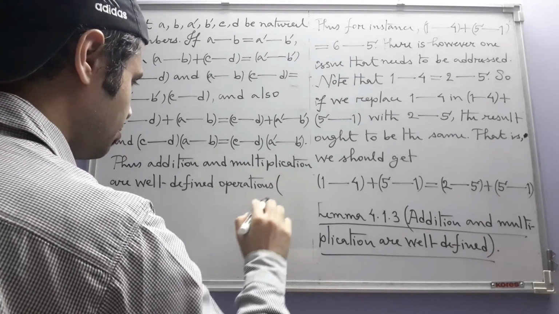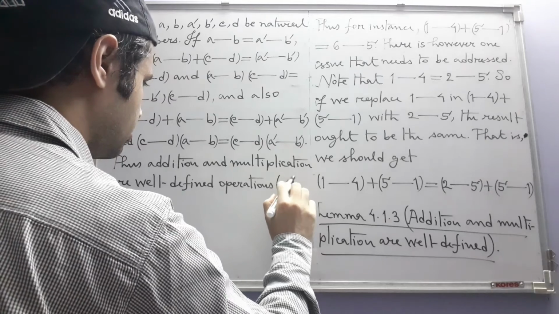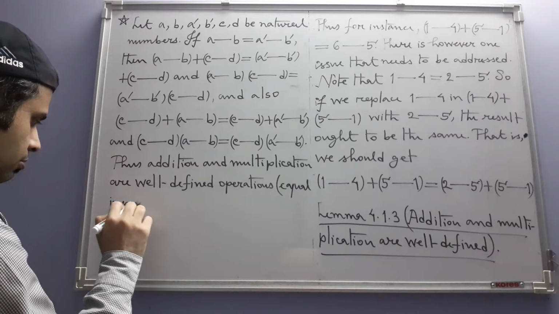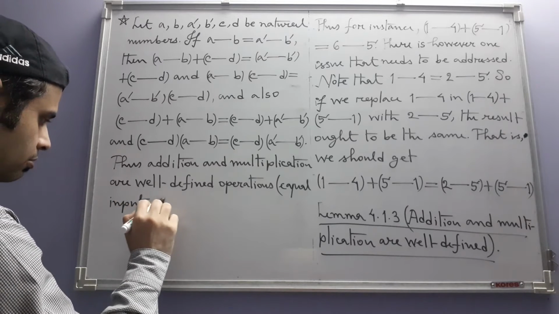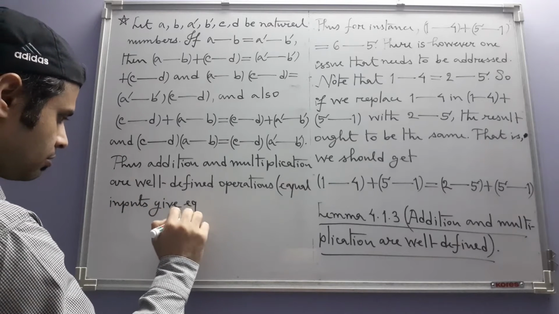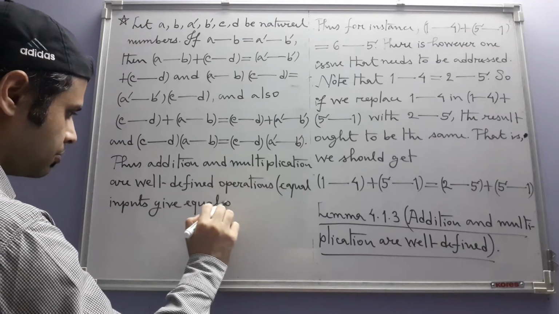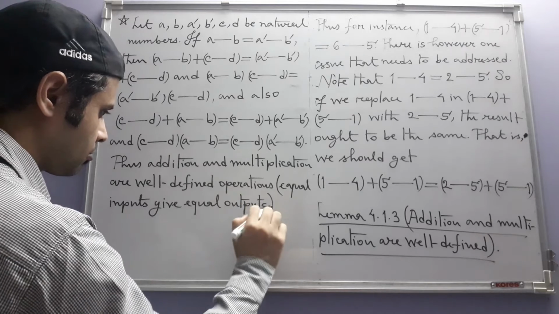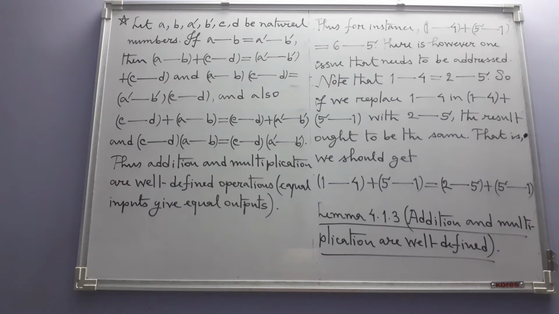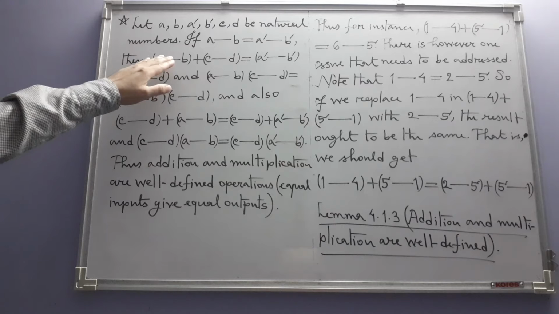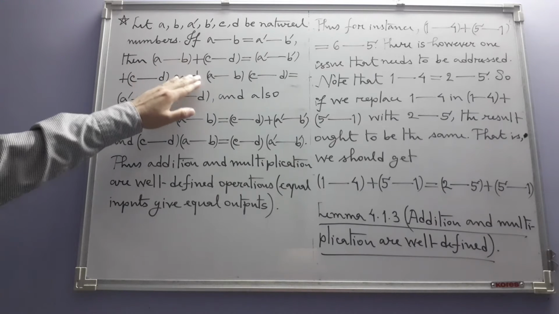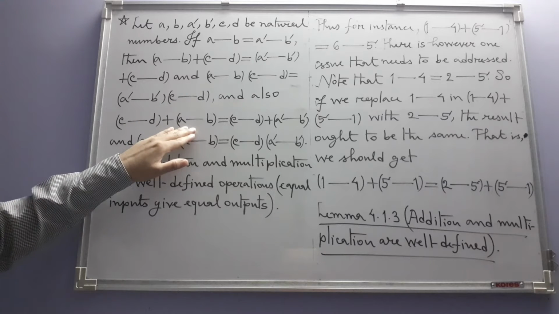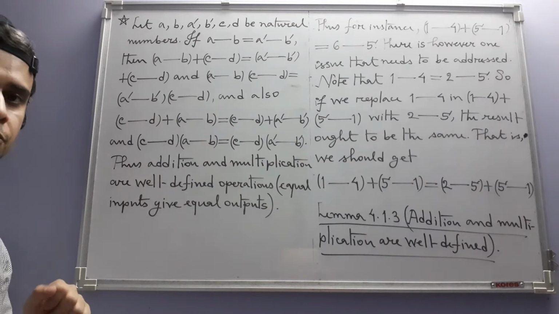That is, in simple language, equal inputs give equal outputs. You may wonder that proving this one and this one is enough. From them, these two things will follow.